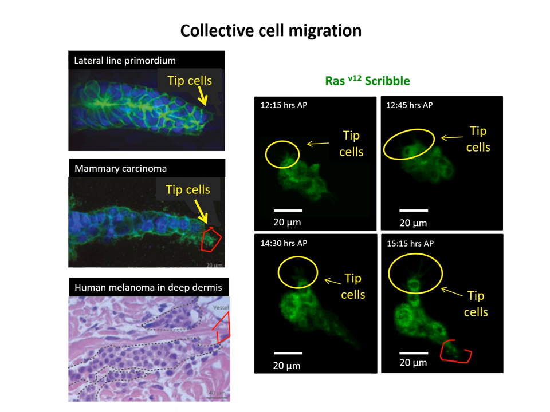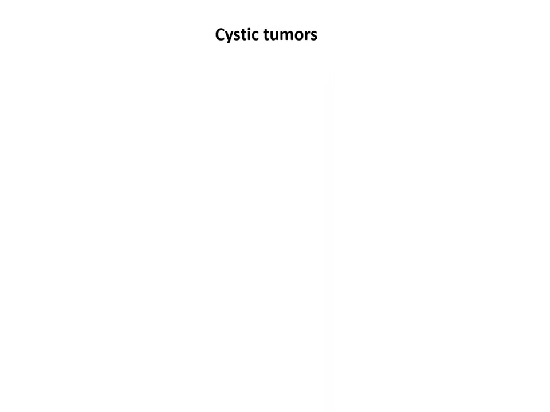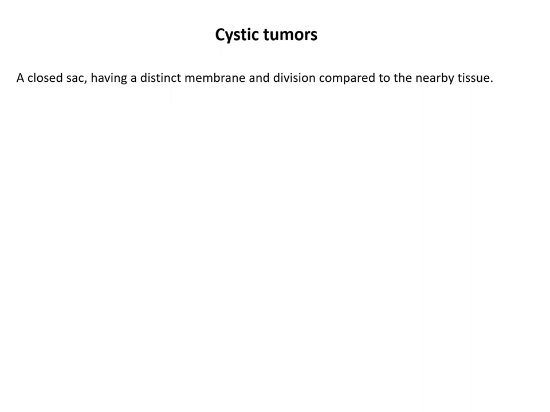Anyway, let's move on to another type of cell dynamics that I found related to cancer: these cystic tumors. Cystic tumors are a closed sac, having a distinct membrane and division compared to the nearby tissue. So here you have an example. Here you have the sac that I was talking about, which is like a circular barrier. Here there's one environment, and here you have another environment.